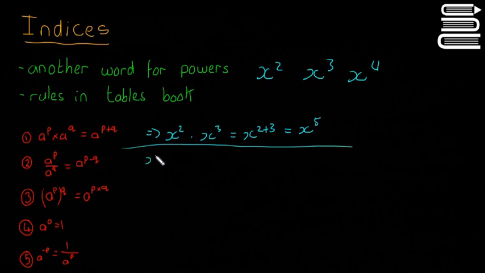Then, for example, if you have x to the power of 6 divided by x to the power of 4, use the second rule, and the answer is going to be x to the power of 6 minus 4, which is x squared, or x to the power of 2.